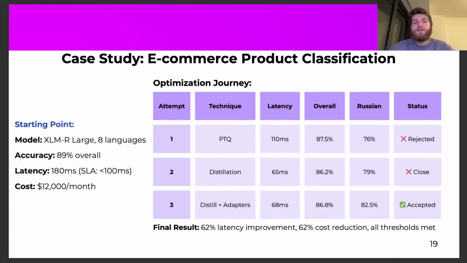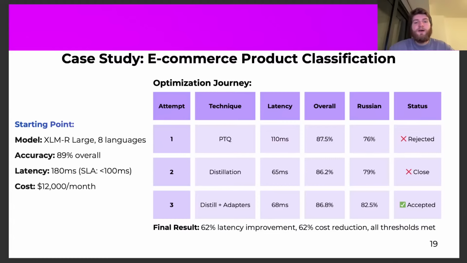Here's the optimization journey. Attempt 1. Post-training quantization results. Latency dropped to 110 milliseconds. Accuracy dropped to 87.5% overall, but Russian dropped from 84 to 76%, which violated the constraint. So this attempt was rejected.